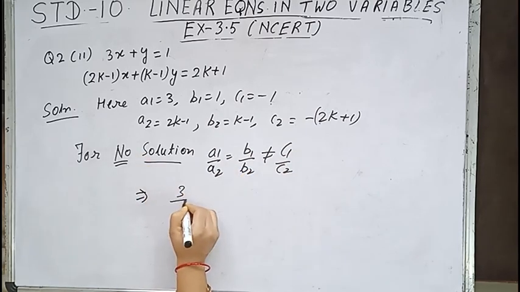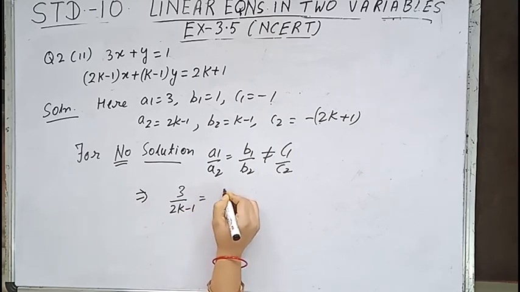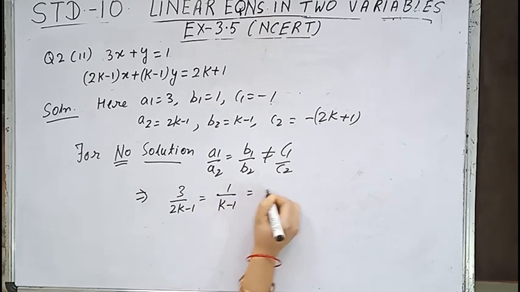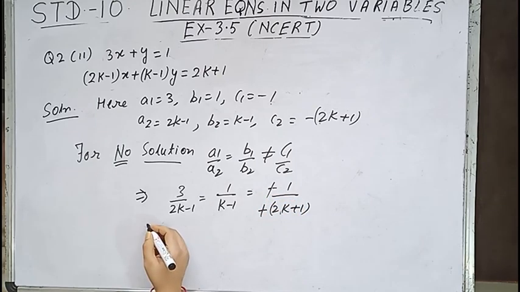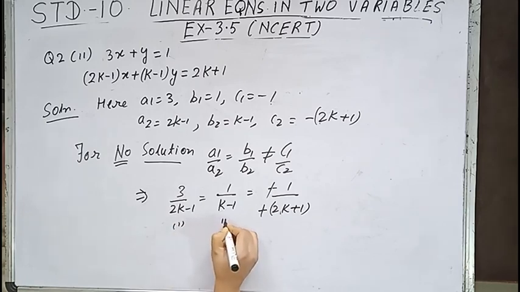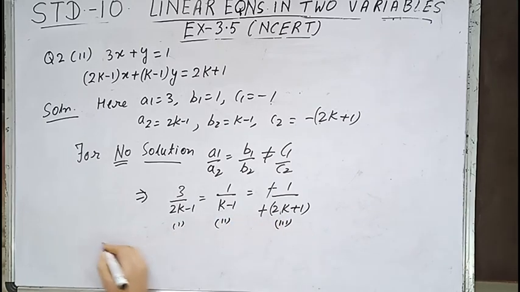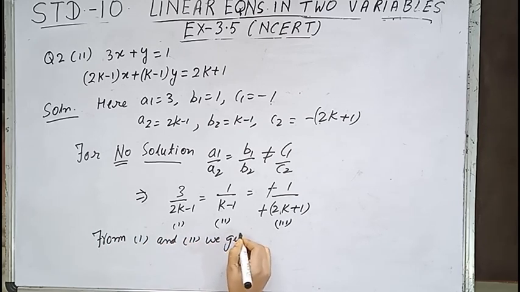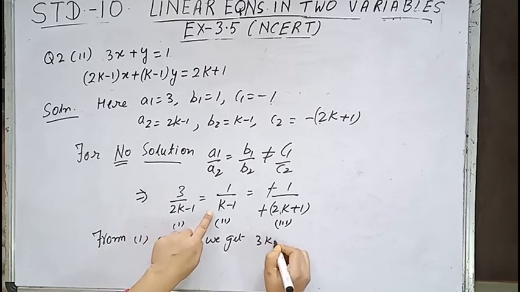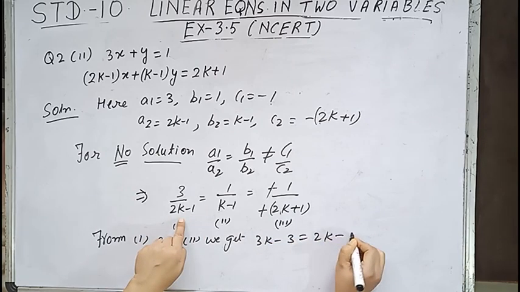Implies 3 by 2k minus 1 equals 1 by k minus 1 equals minus 1 by minus of 2k plus 1. This minus minus cancelled. So we are getting over here, let us suppose 1, 2 and 3. Now from 1 and 2 we get, let us cross multiply, thrice k minus 3 equals twice k minus 1.